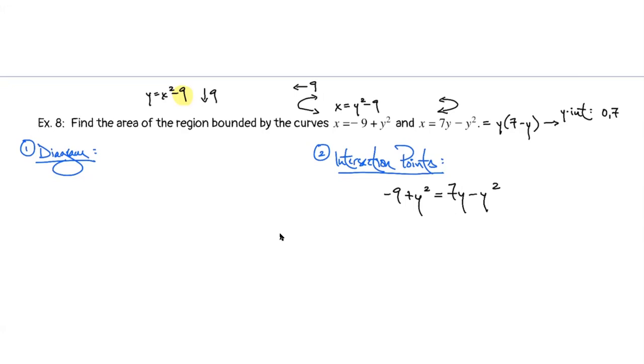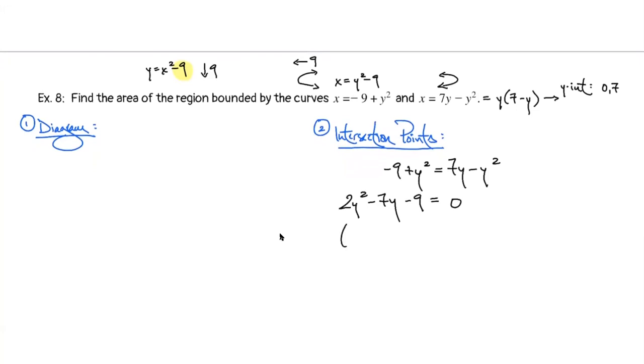And so this is a good reminder that whenever we see the quadratics, we want to think, move everything to one side, set it equal to 0, and solve. And so I'm going to move everything to the left-hand side, and I'm going to get 2y squared minus 7y minus 9 equals 0. And then I'm going to factor.